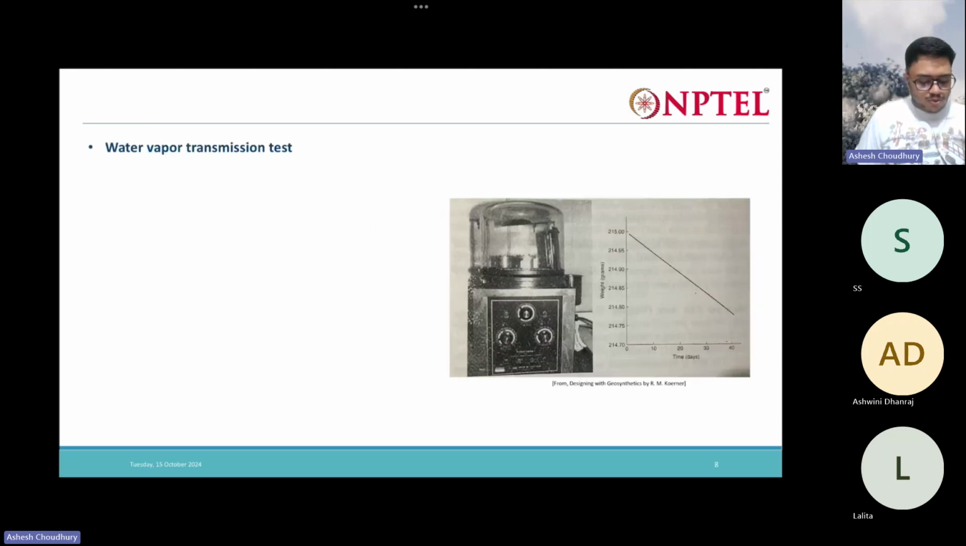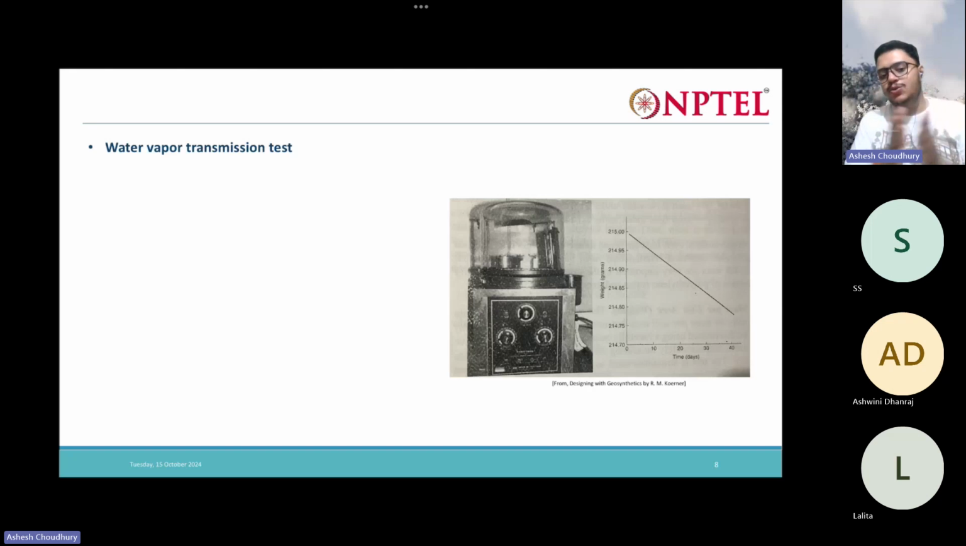Now let us come to the water vapor transmission test. This test determines how much water vapor is actually able to leak through the geomembrane, how much water vapor is actually lost. That is determined by the water vapor transmission test.